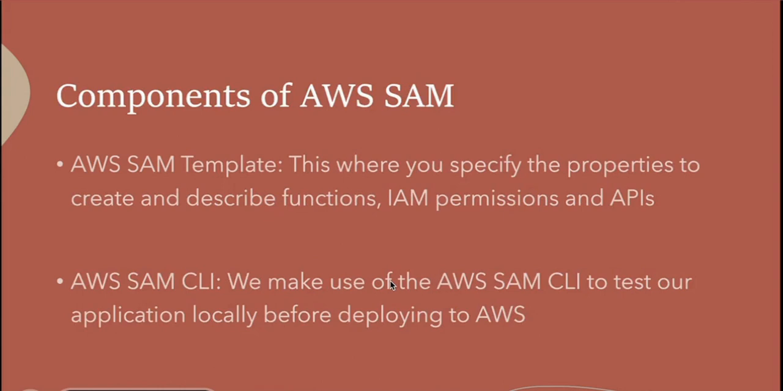There are some basic components of AWS SAM. We have the AWS SAM templates. This is where you specify the properties to create and describe functions, IAM permissions, and APIs. Then we also have the AWS SAM CLI. We're going to be using the AWS SAM CLI to test the application locally before deploying to AWS.